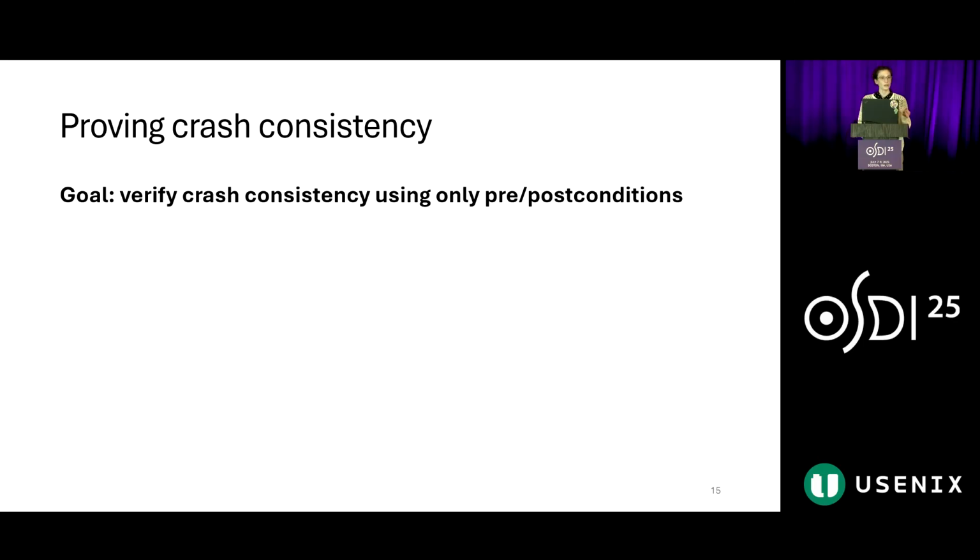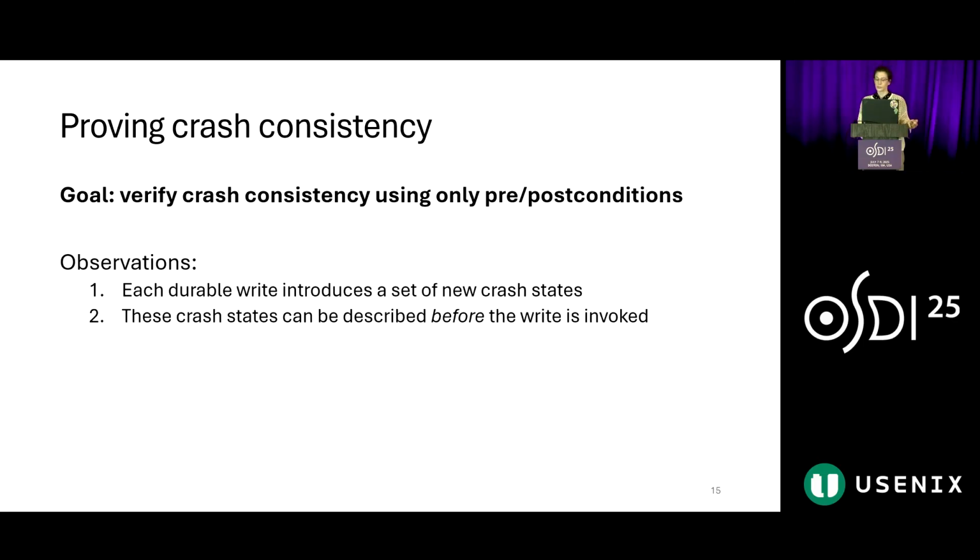To do so, we're going to make a couple of pretty straightforward observations. First, each time we store some data on our durable device, we are introducing a new set of potential crash states the system could end up in. Each of these crash states can be described before the write is invoked, just based on knowledge of the bytes that we're writing and where we're writing them to and what the storage device looks like at the time of the write.